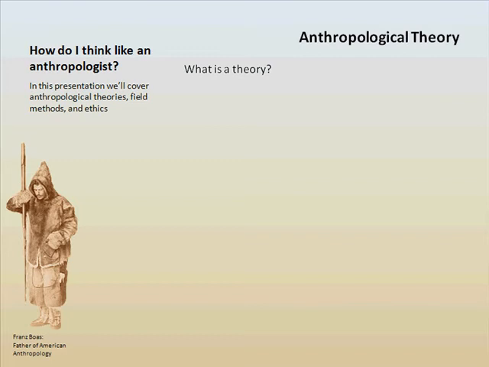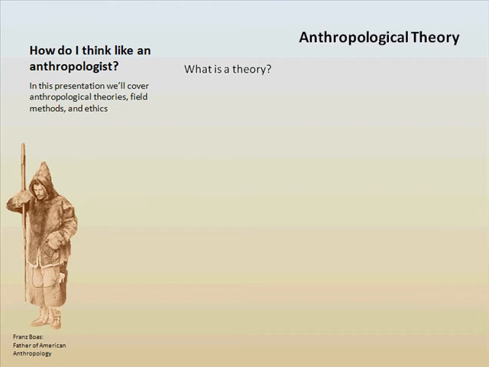A theory is an explanation of events and related observations based on unfalsified hypotheses. So it's an overarching concept that provides a guide for thinking. It's an explanation of a phenomenon. It has its own vernacular. It helps us predict behavior.